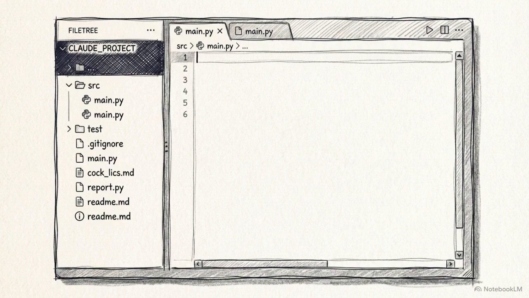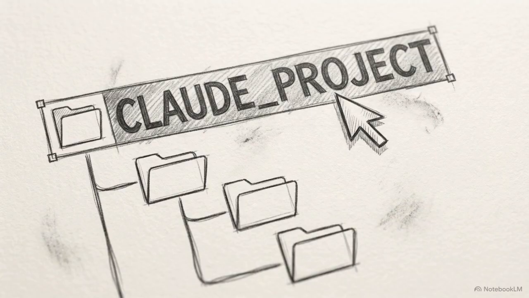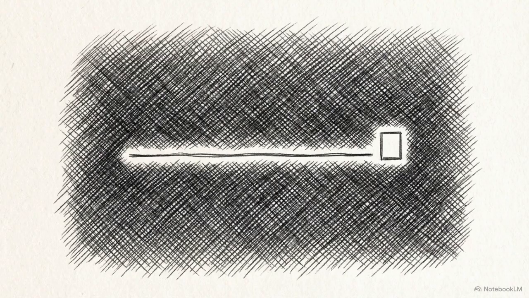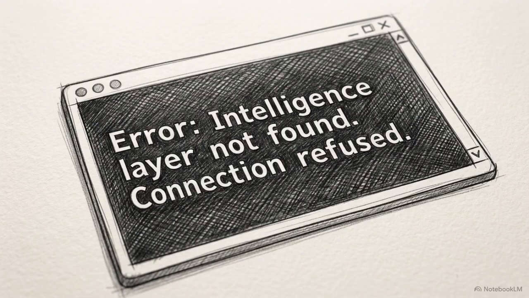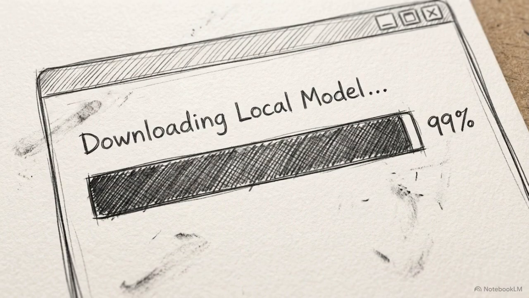Next, create a brand new dedicated project folder and open it in VS Code. It is important to isolate the agent within this directory to safely manage its read and write permissions. The terminal interface is now ready to receive input. However, the software currently has no way to process your requests or interpret logic. To make this system functional, we must install a local intelligence layer.